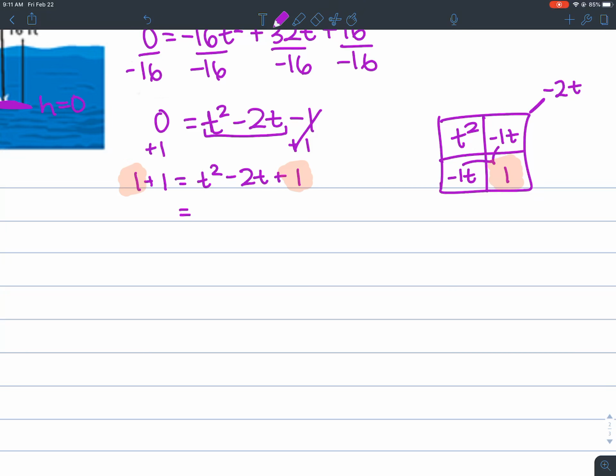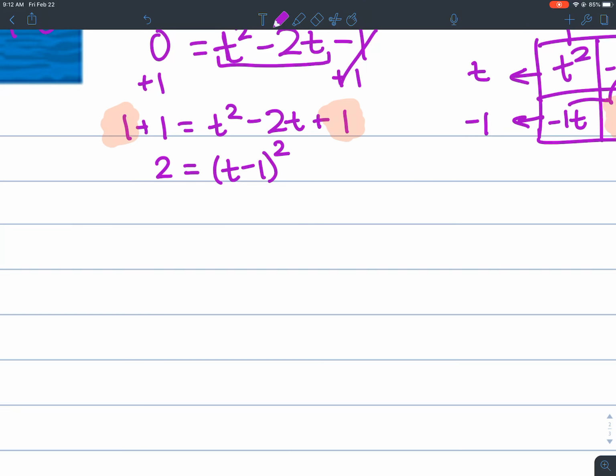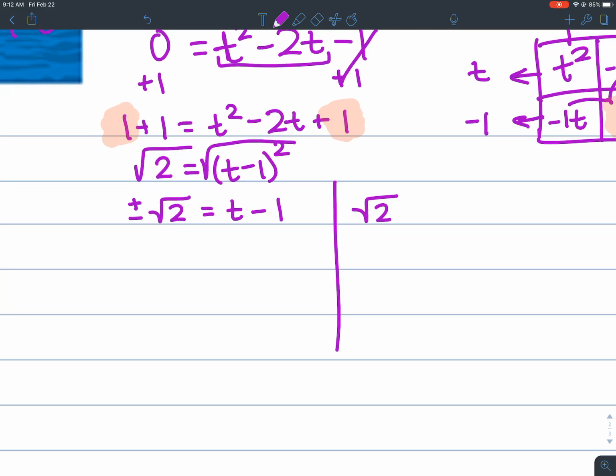This will factor, so my GCF here is t. GCF here, we match that negative, is -1. GCF here is also t, and GCF here is also -1. So this will become t minus 1 quantity squared, and this is now 2. So then we would solve by square root, and we get the square root of 2, both plus and minus, equals t minus 1. Well, let's split that, so that we have the square root of 2 equals t minus 1, and we'll leave the negative 1 over here.